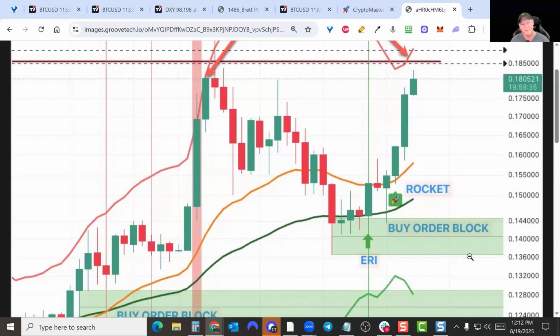So pretty simple, right? This big green block, this is where the majority of the buyers were. And so you can see the price came right down to that mid-level, right around that 14 cents, and that's where it reversed.